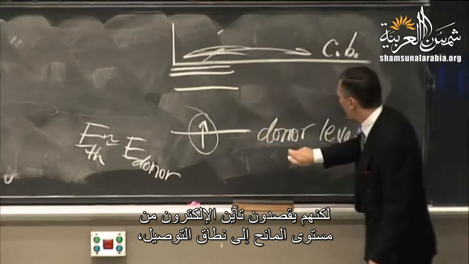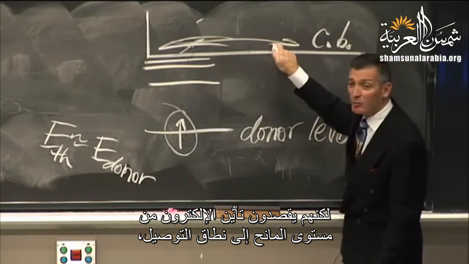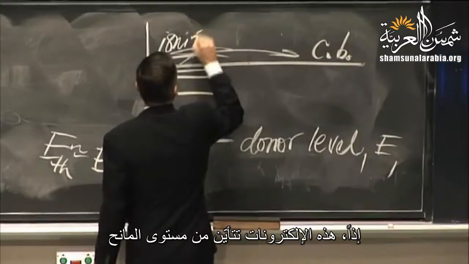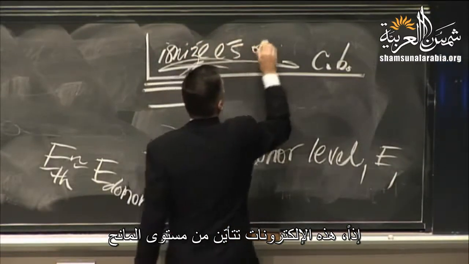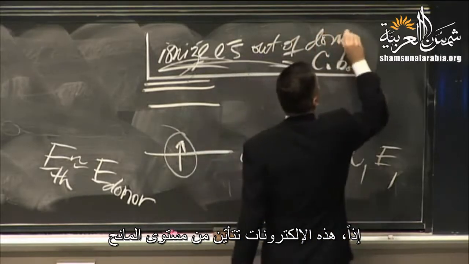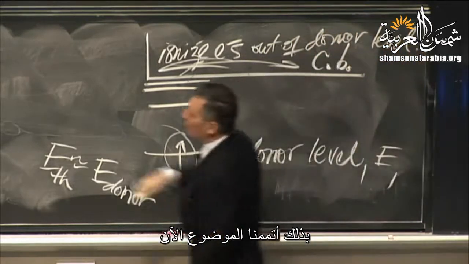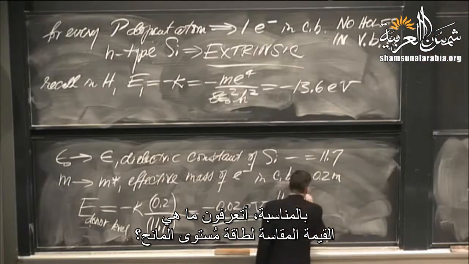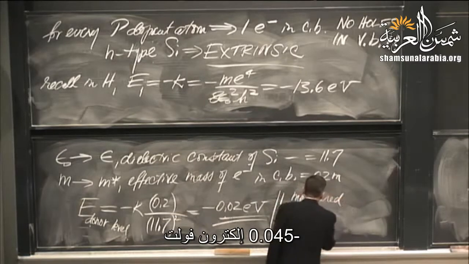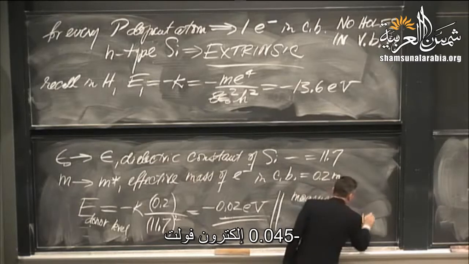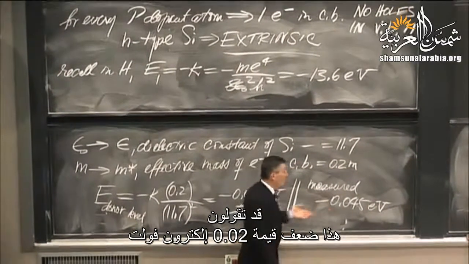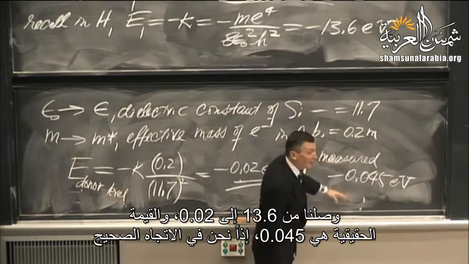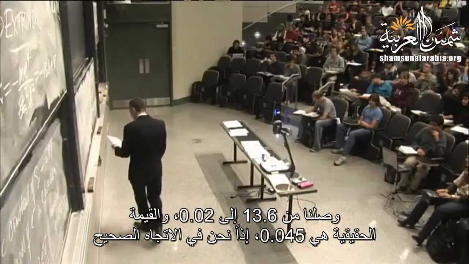But they're referring to the ionization of the electron out of the donor level into the conduction band, not out of the silicon crystal. So these are ionized electrons out of the donor level. So we've come full circle. By the way, this is a calculation. You know what the measured value is? It was measured as minus 0.045 electron volts. You might look at that and say, whoa, that's about 2 times this. Hey, wait a minute, we started at 13.6. We went from 13.6 to this, and the real value is this, and so we are in good shape.